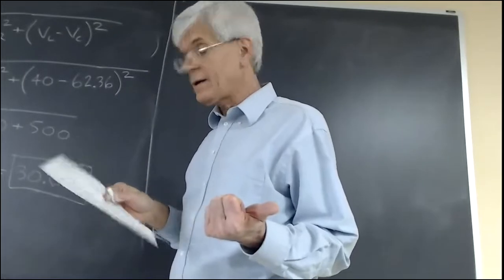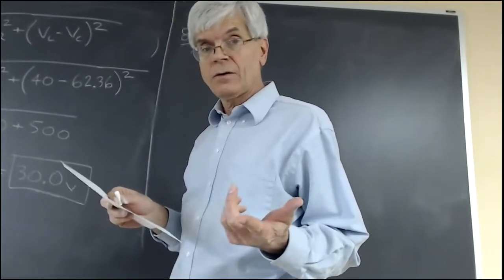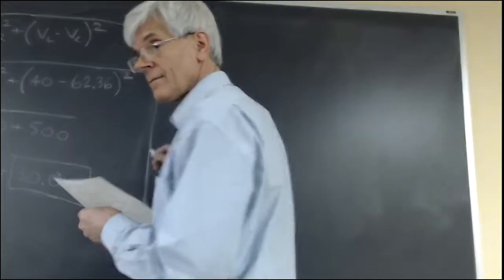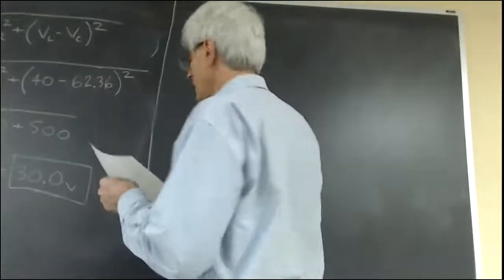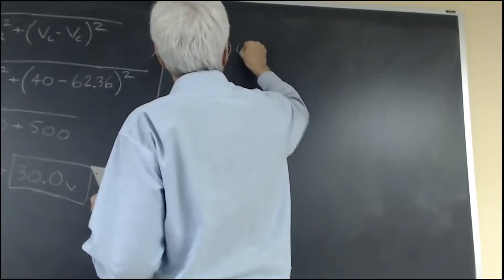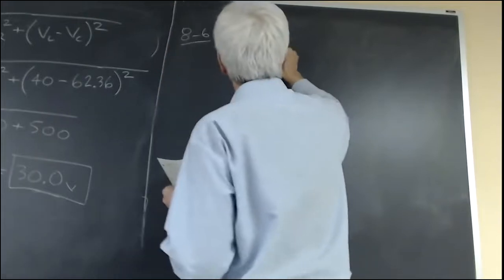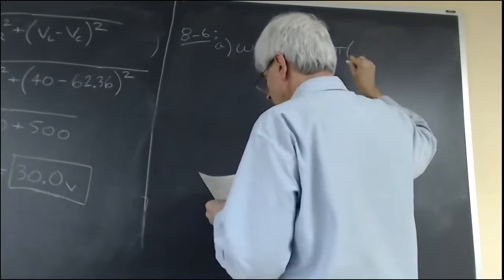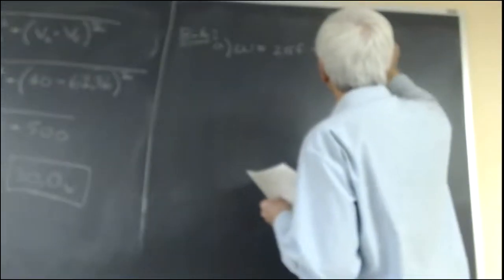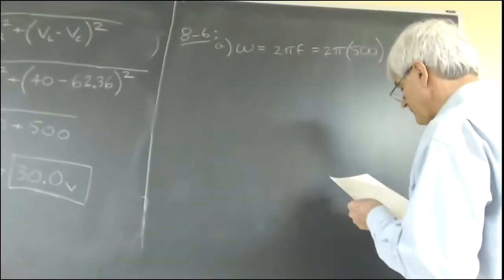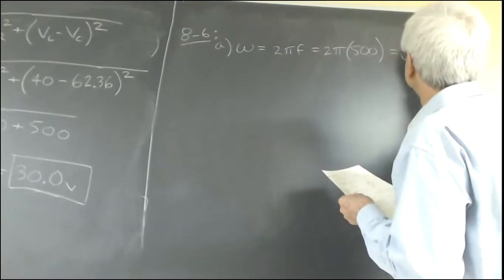To calculate both reactances, I need to know omega. So maybe I should just get that out of the way right at the beginning. Omega equals 2 pi f. 500 hertz for f. Remember, f is cycles per second, omega is radians per second. So hertz is f. 3142.